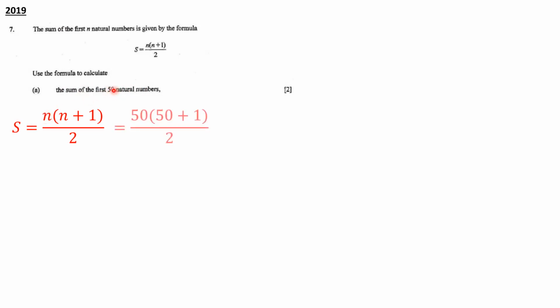All right. So again, wherever we see n, we put 50. 50 is here, 50 is there. And so we have 50, 50 plus 1 all over 2. Good. Now, what is 50 plus 1? Well, 50 plus 1 is 51 all over 2. So we have 50 times 51 all over 2.